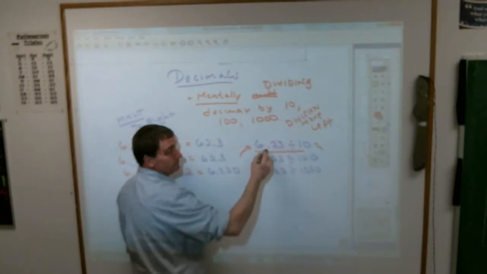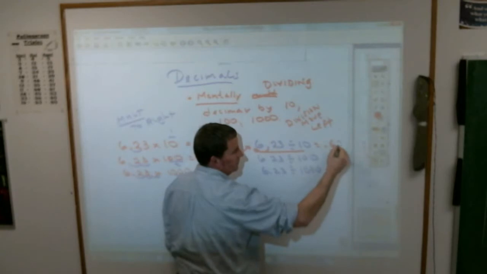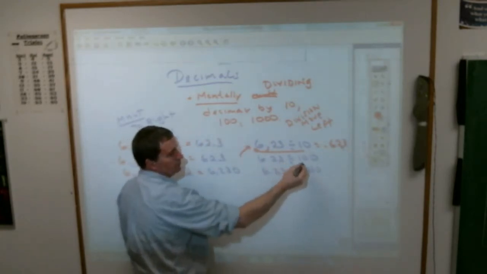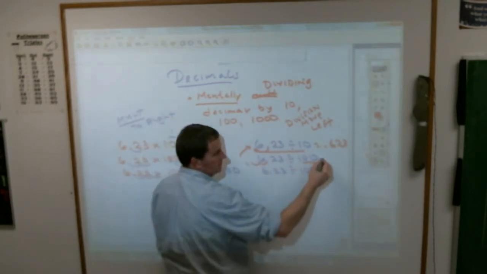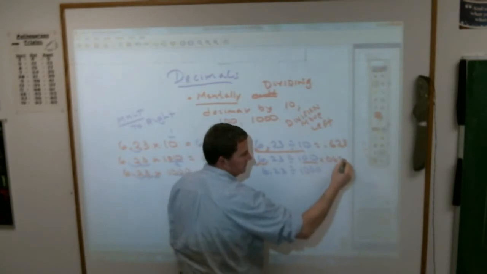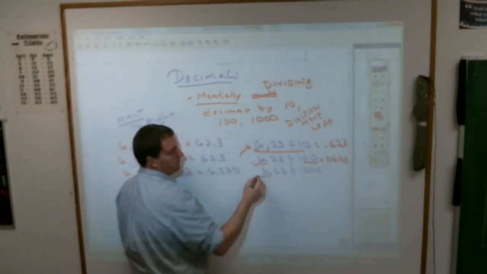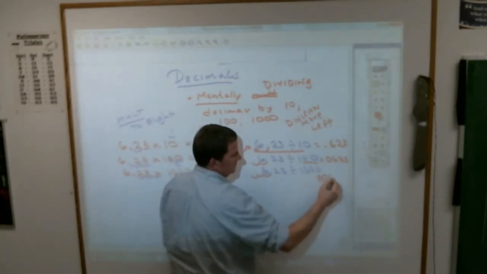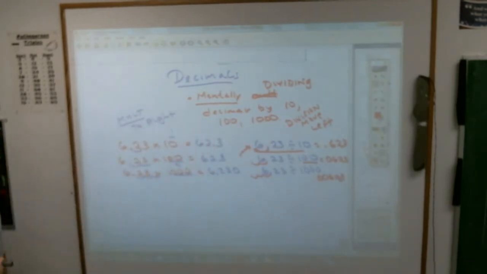6.23 divided by 10, move the decimal 1 place left, it's 0.623. 6.23 divided by 100, you have to move it 2 places left, which means you're going to have to add a 0 in there, equals 0.0623. 6.23 divided by 1,000 means you're going to have to move it 3 places left, which means you're going to have to add 2 zeros on there. Okay. It's relatively a simple sort of thing. And it only makes sense.